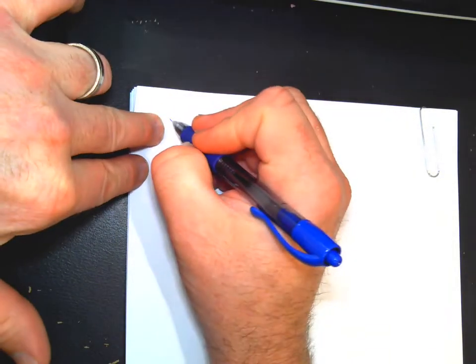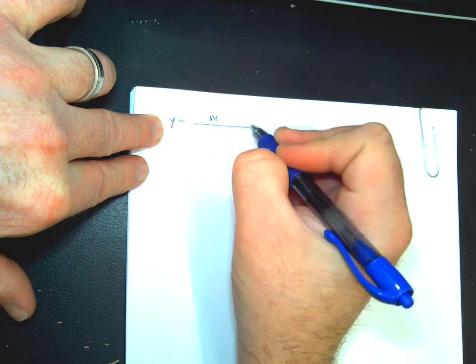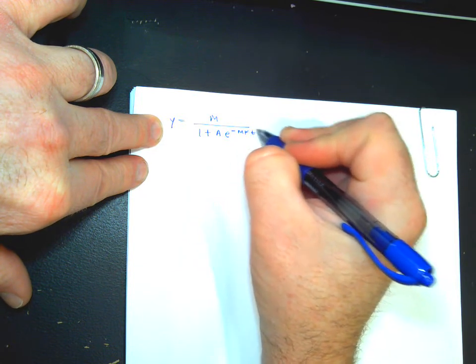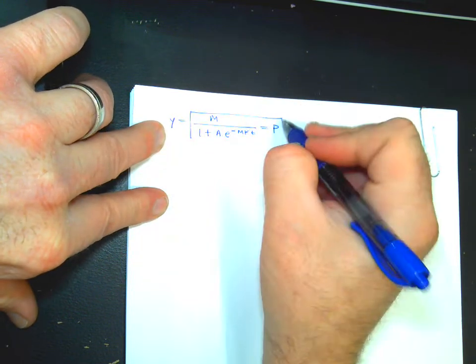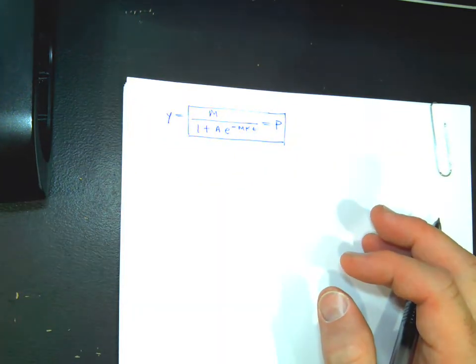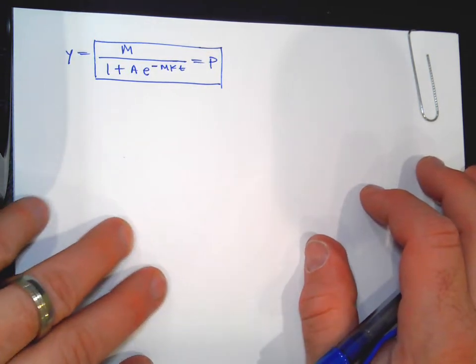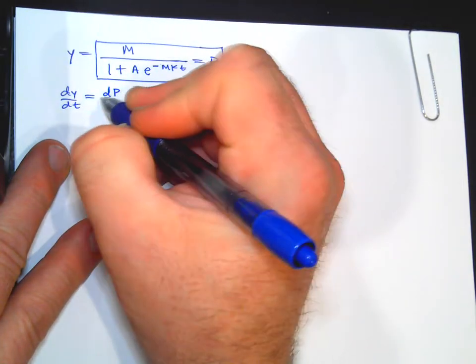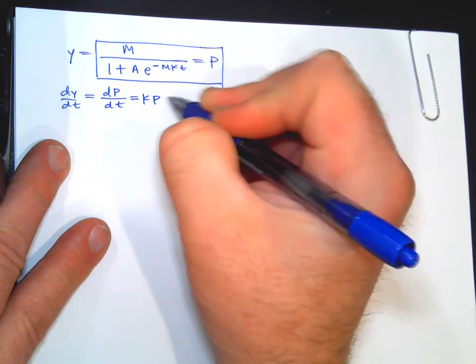So now that we have the equation, there are some special things to remember. And so I'll just rewrite our solution right here. y equals m over 1 plus A e to the negative mkt. And a lot of times we'll set it equal to population, right? It can be y for just some amount, or it could just be population. Now, the derivative of this, dy/dt or dP/dt, is kP(m minus P).